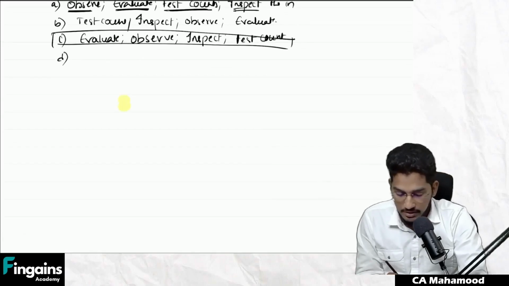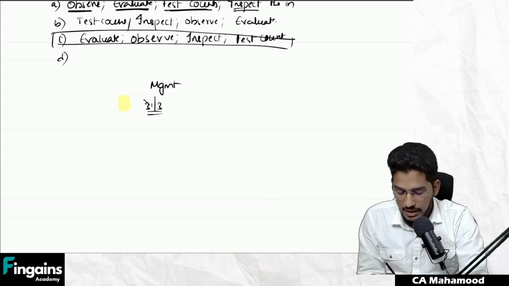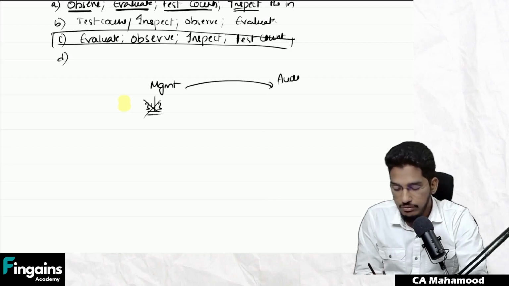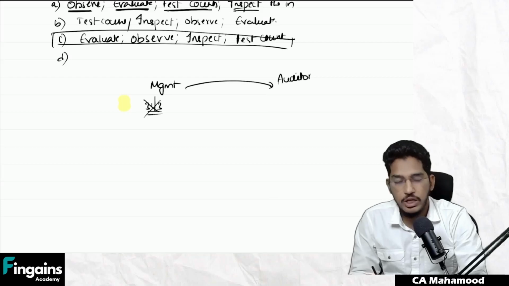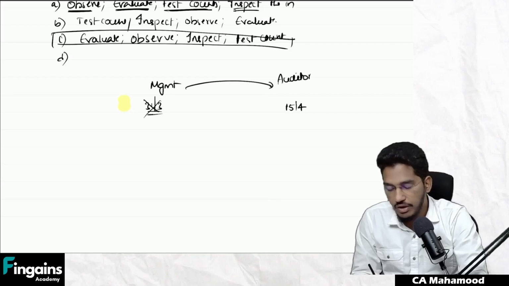Like management did the inventory counting on 31st of March. Management has done the counting on this date. I am unable to attend. So now what I should do, on some alternative day, I have to take my engagement team and do the counting on my own on sampling basis. So assume that I did the counting on 15th of April.